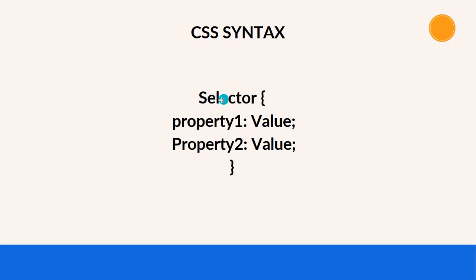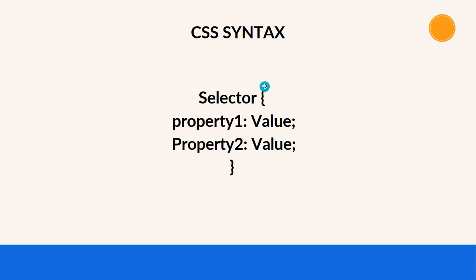So you have the selector, then you open a curly brace or a curly bracket, then you write what attributes you are looking for. So you have the property and you have the value. So you can have maybe color as the property and the value can be red, or you can have text-align and the value can be center. We'll learn a few properties today.